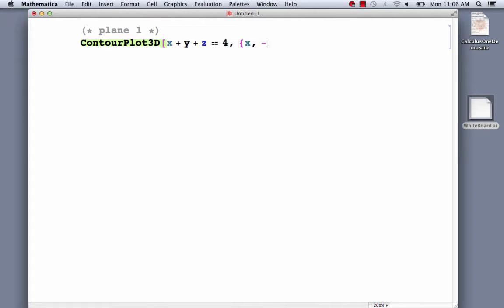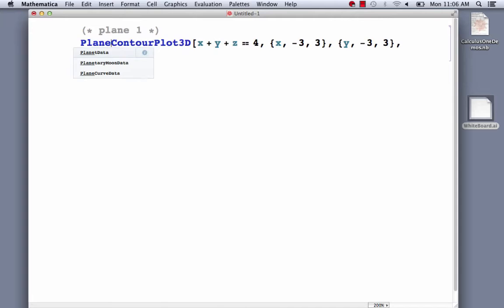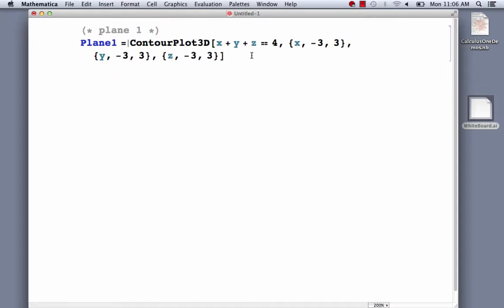And let's plot this from, say, -3 to 3. There's no reason why I'm choosing this, just taking a guess, and we can adjust it later if need be. Let's call this plot plane number 1. Semicolon to hide the output, because we'll put the output together into a Show command in a second.